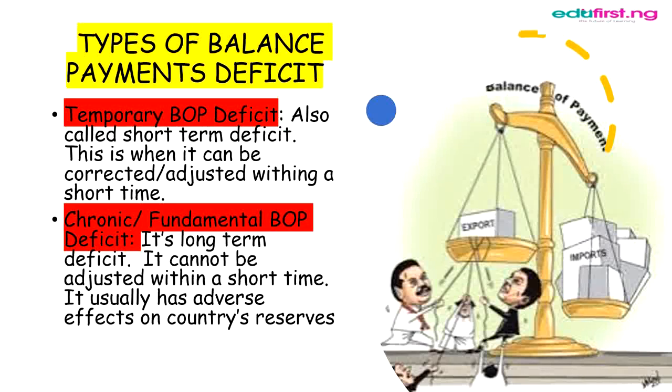But we have what we call chronic or fundamental balance of payment deficit. It's just the opposite of the temporary one. It's a long-term deficit. It cannot be adjusted within a short time. But because it cannot be adjusted within a short time, it usually has adverse effects on the country's reserves. So nobody wants to go to that area if they can work things out.